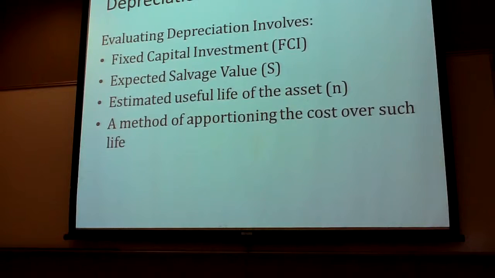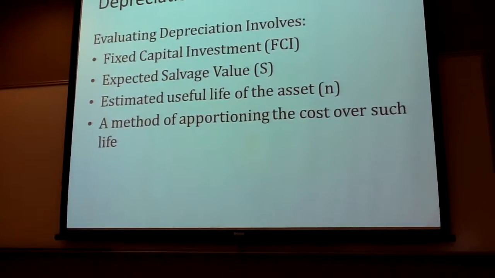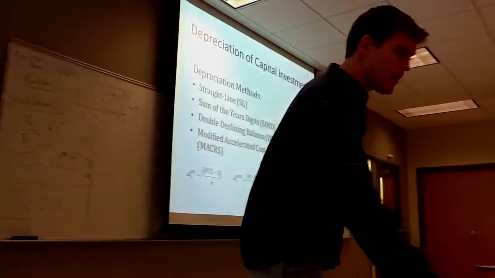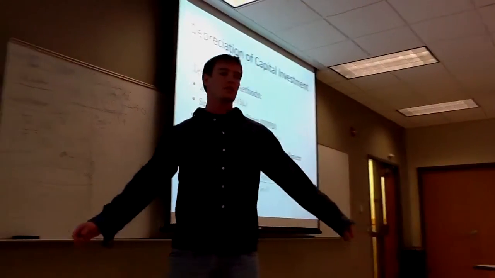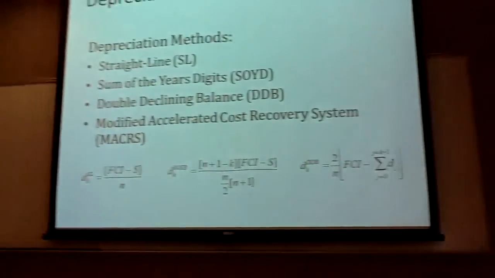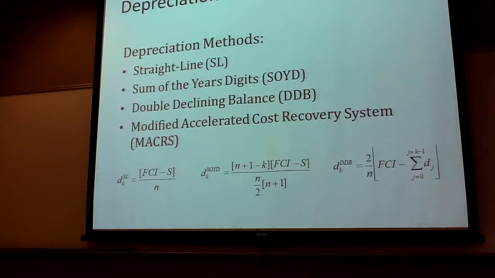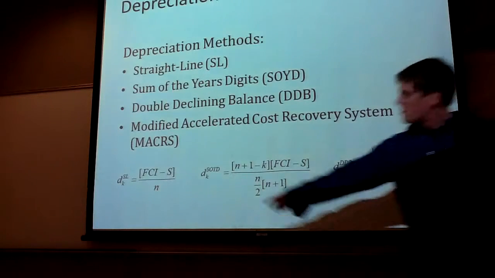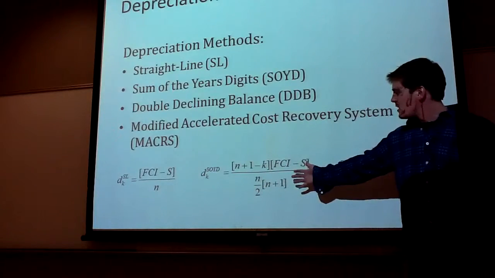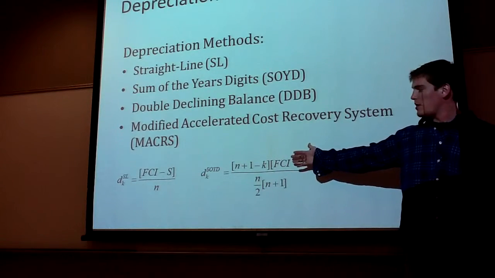Whenever evaluating depreciation, there requires a method of apportioning the cost over the useful life. Some of these methods include the straight line depreciation method, which allocates the same amount of costs for each year, and then there's the sum of years digits. Here's the formula for straight line. And sum of digits, as you can see, is weighted up top.